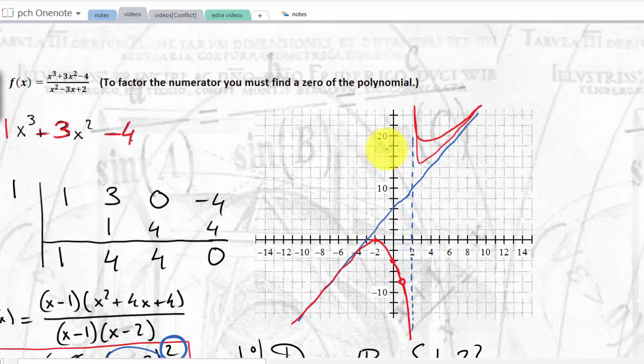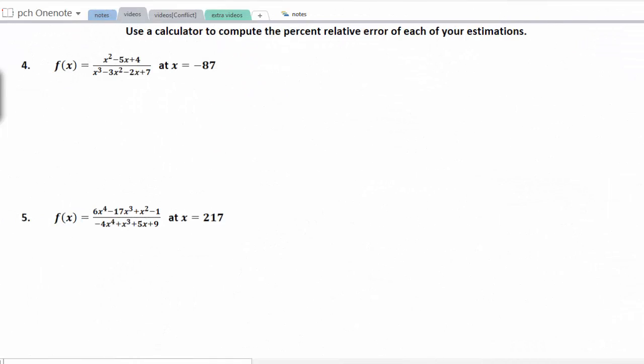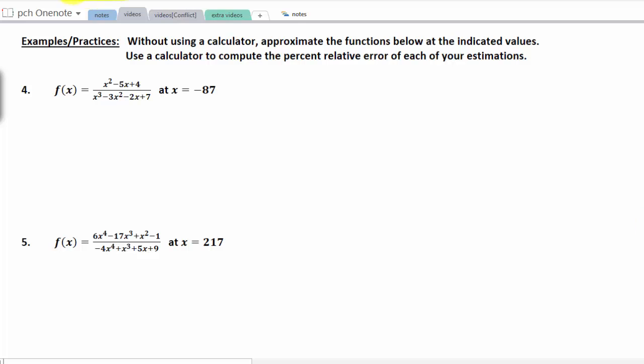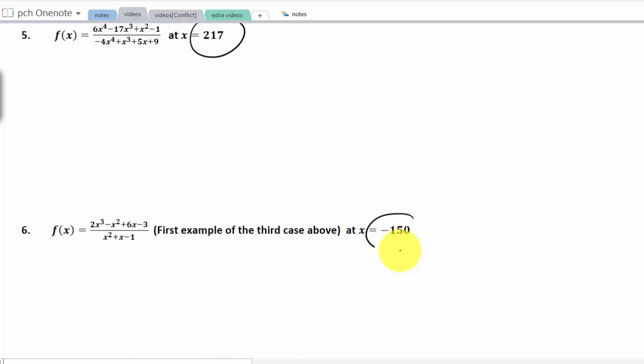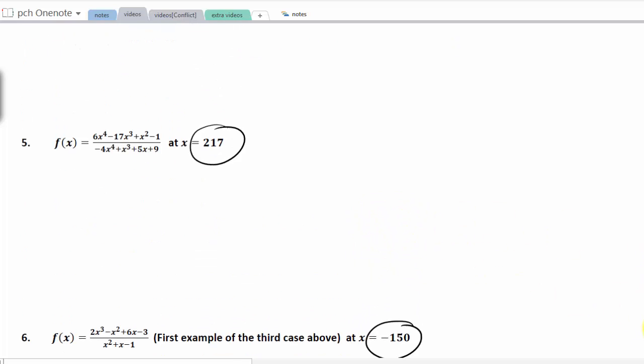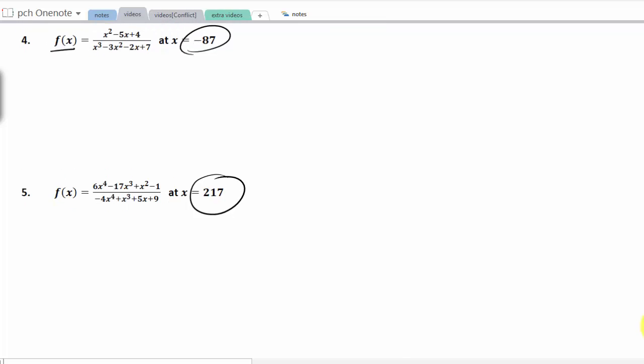So we're gonna practice this kind of graphing a lot. This is not the easiest thing, but after you've done a couple, you'll be fine with it. Let's do one last type of problem. So in the last series of problems, and I won't have time to go over the percent relative error, I want to find an approximation for this function at -87, at 217, and the last one is at -150. Well, what are we going to do? We're going to do the asymptotic behavior, okay?